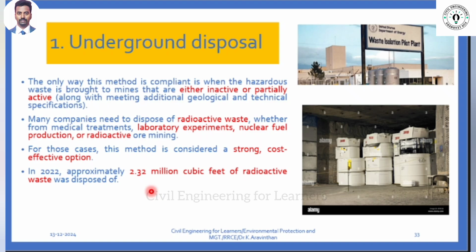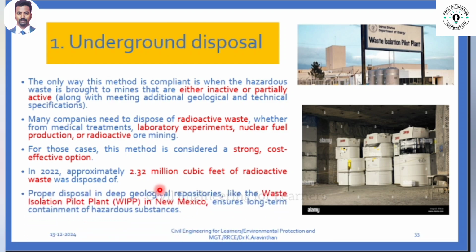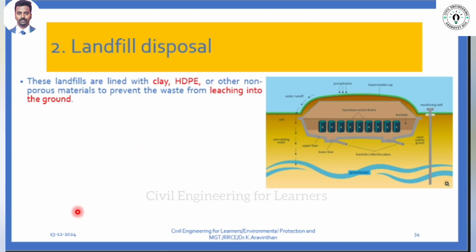So they have nuclear waste which they will dump in this area. That is why in the United States they have 2.32 million cubic feet of radioactive waste disposed. This is being disposed in the Waste Isolation Pilot Plant, WIPP, in New Mexico.